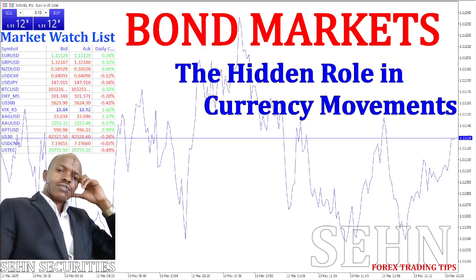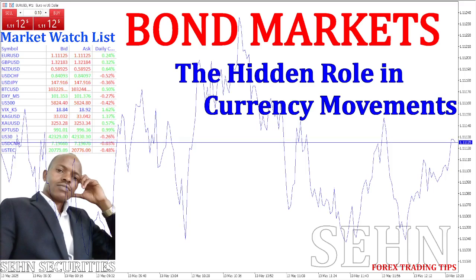Another layer of complexity arises when central banks intervene. Traders must pay close attention to central bank communications. When the Federal Reserve, the European Central Bank, or the Bank of England provides forward guidance about future interest rate policy, bond yields often move in anticipation. This is where Forex and bond markets become a feedback loop.